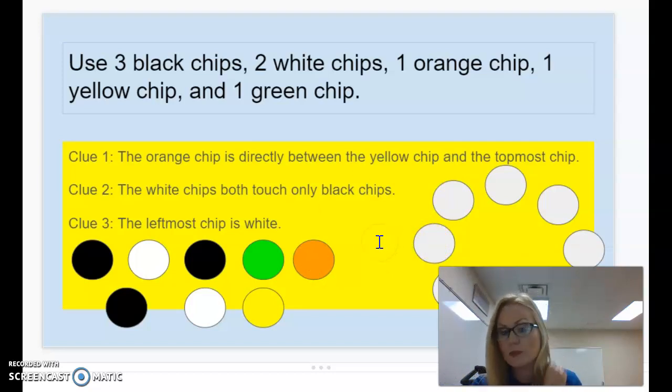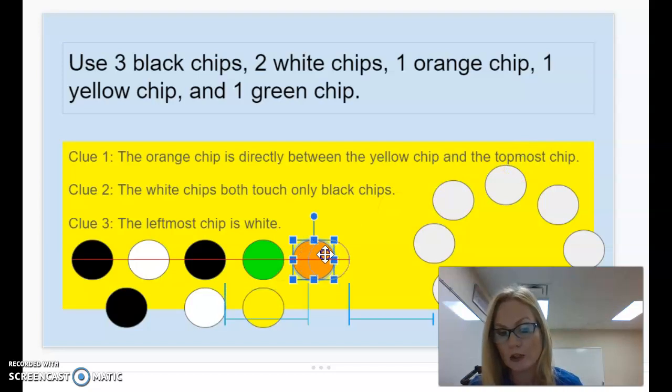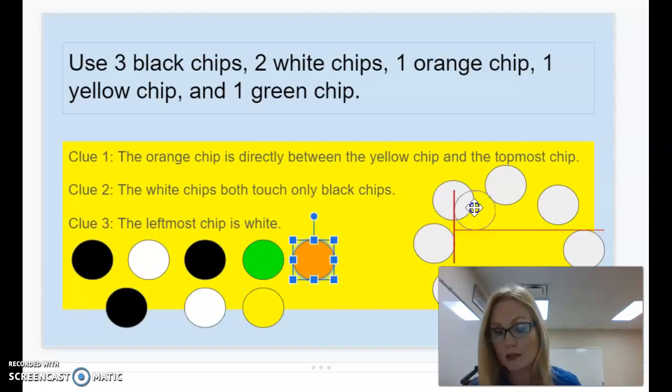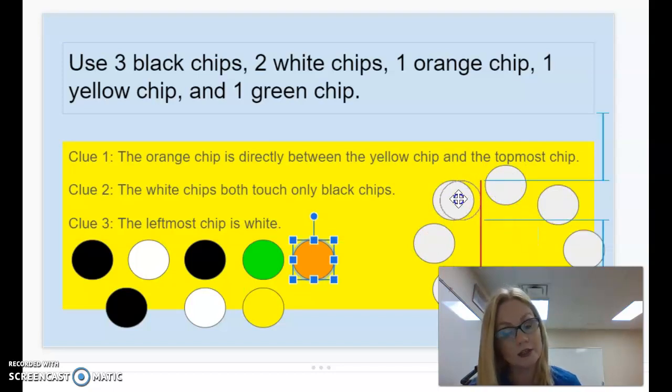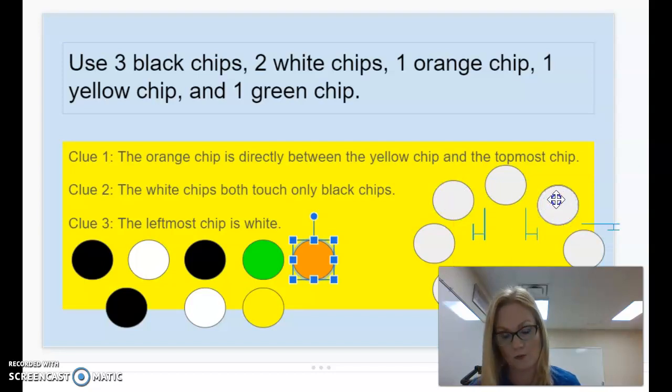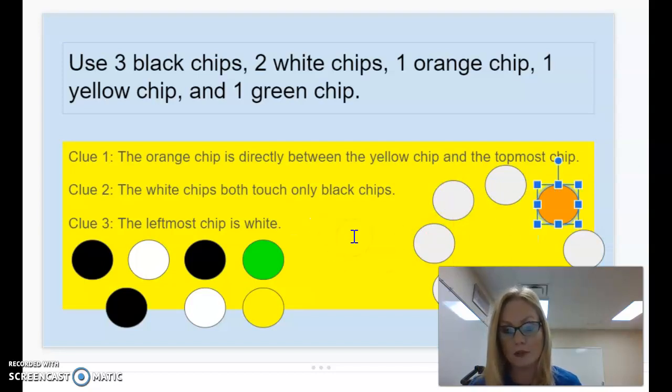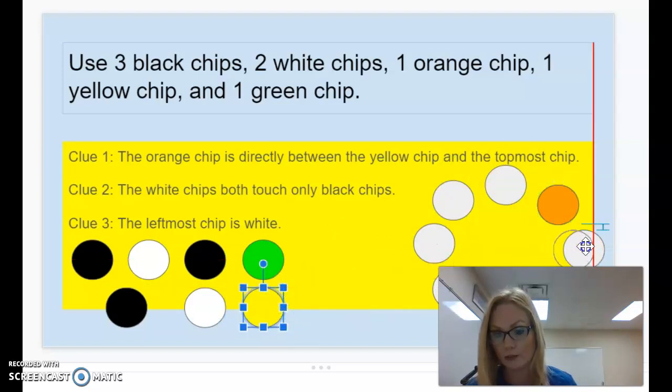So let's go back up to the top. Clue number 1, the orange chip is directly between the yellow chip and the topmost chip. So we're going to take our orange chip, and this would be the topmost chip. So let's go ahead and place it right here. For all we know, it could be over here, but I'm going to put it right here for right now. Okay. So again, it says the orange chip is directly between the yellow chip and the topmost. So we know the topmost is here. So we know that we need to move our yellow chip to right here.